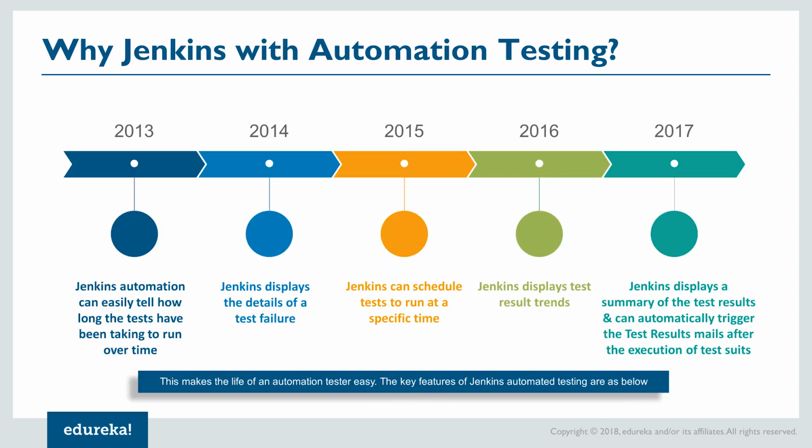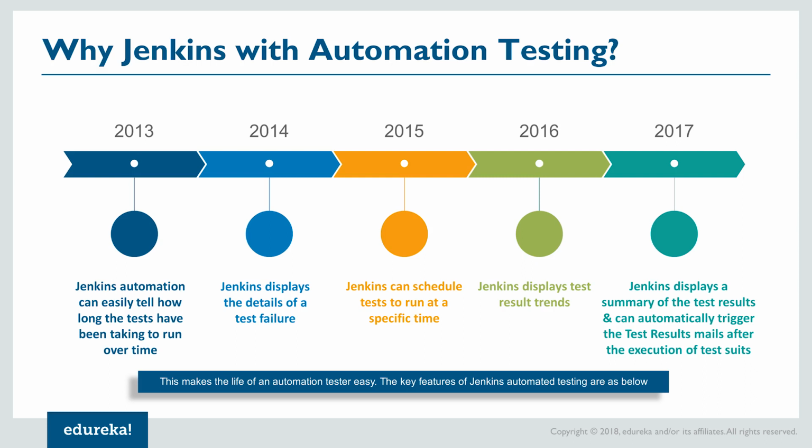So why Jenkins? Of course, we have already seen a lot of advantages of Jenkins when it comes to the CI/CD pipeline. Now, this is a timeline kind of thing where if you talk about 2013, Jenkins automation can easily tell how long the tests have been taking to run over time. So this time it was only more about how much time it is going to take, especially if it is sequential testing. In 2014, Jenkins started to display the details of a test failure. So when it used to fail, what exactly is the reason, the output around that was being shown.